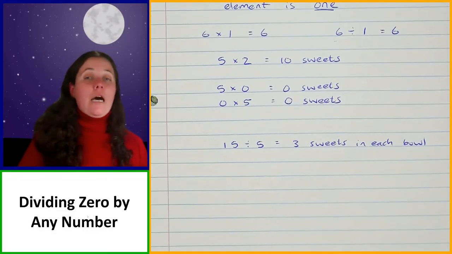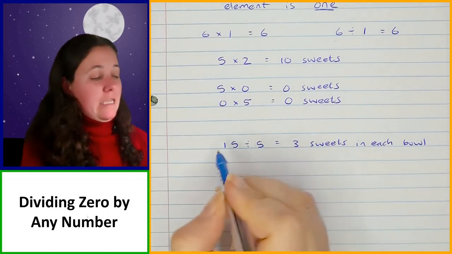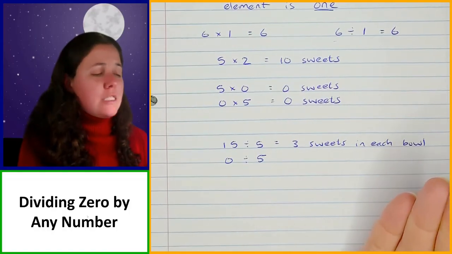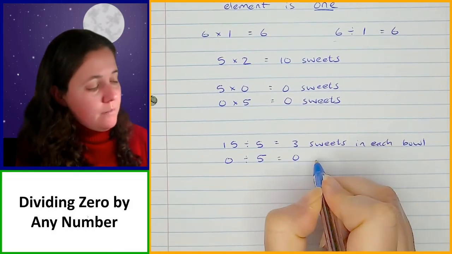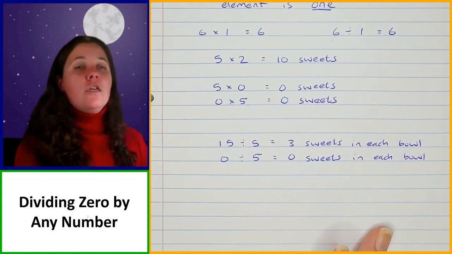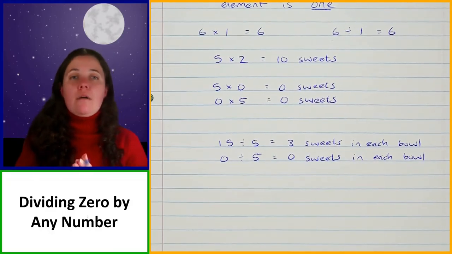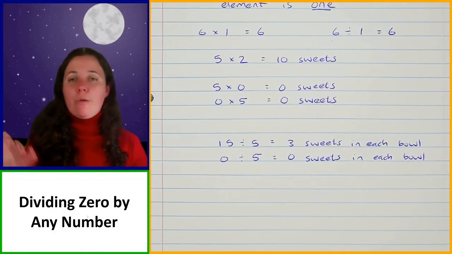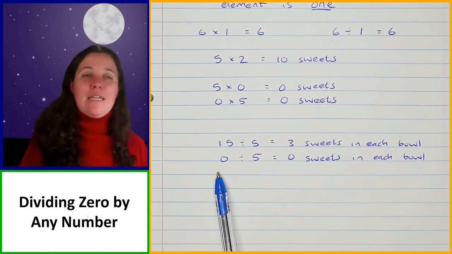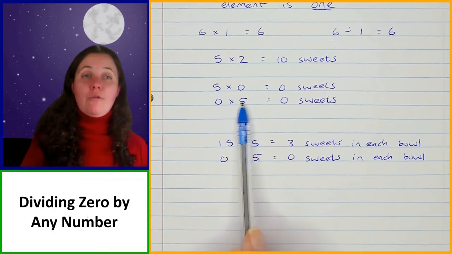Okay. Now, again, the sweets get eaten. So you still have five bowls, but now you don't have any sweets to put into them. So we're going to take no sweets and divide it by the five bowls that we have and see how many sweets are going to end up in each bowl. Well, we didn't have any to put there, so there's going to be 0 sweets in each bowl. So when we take 0 and divide it by a number, we end up with 0 because we are sharing 0 amount of something between a certain number of people. We say, how much do they each get? Well, they each get nothing because there wasn't anything to give them in the first place. So when you divide 0 by a number, we get 0. Same as when we multiply 0 by a number or multiply a number by 0, we get 0.